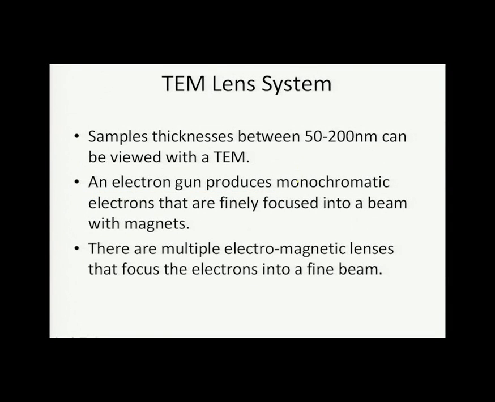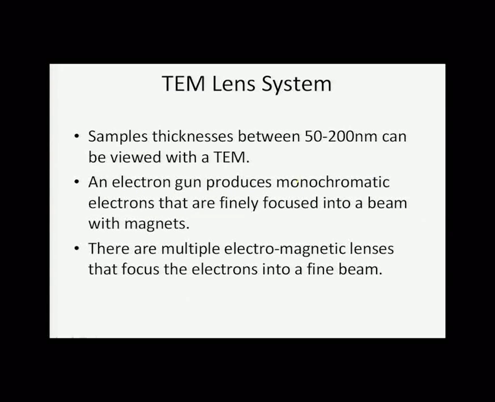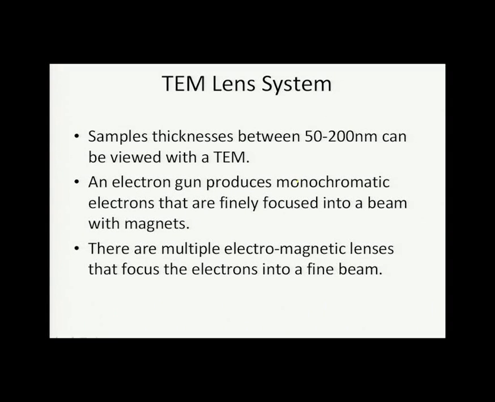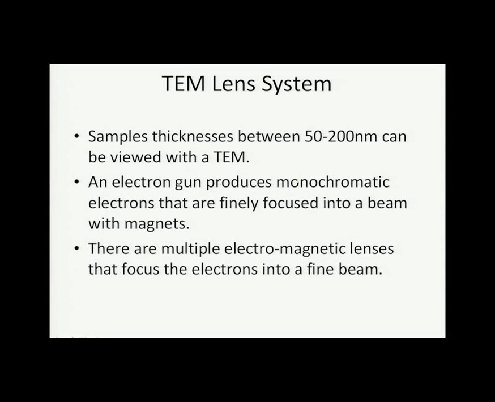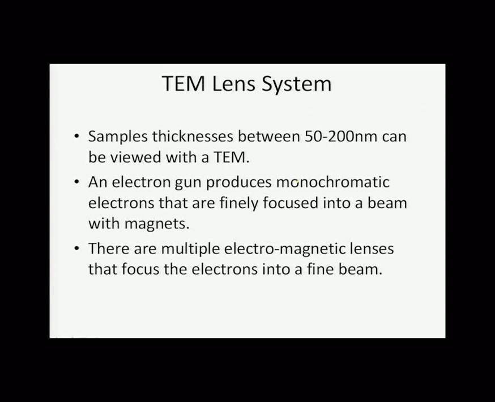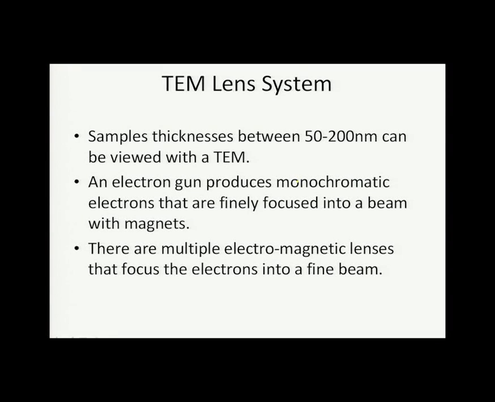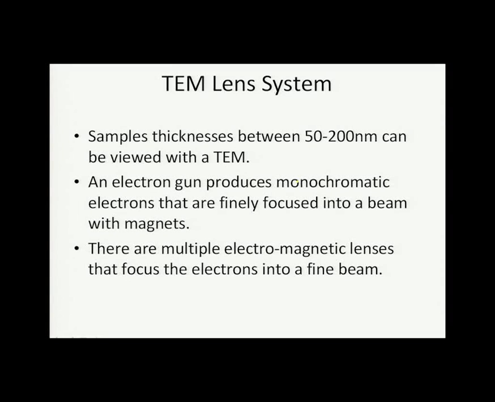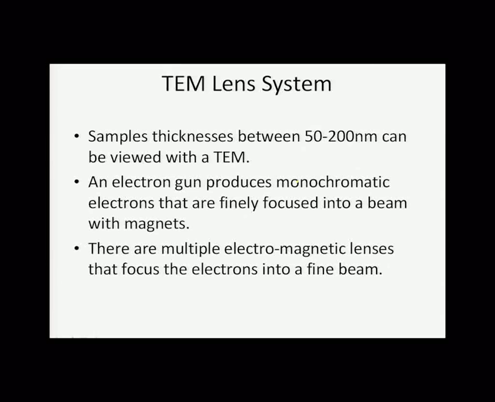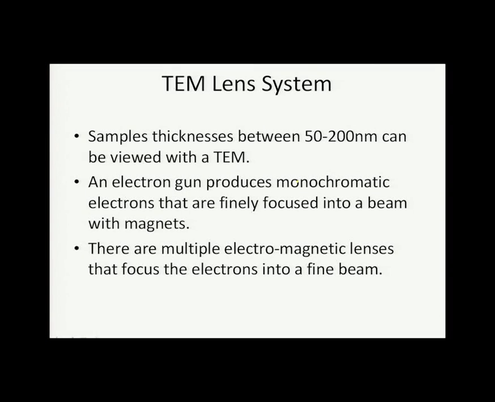Let's talk a little bit about the lens system. First of all, the sample thickness must be between 50 to 200 nanometers to be viewed by TEM. Otherwise, the beam simply won't penetrate the sample. An electron gun produces monochromatic electrons that are finely focused into a beam by the use of magnets or electromagnets. There are multiple electromagnetic lenses that focus the electrons into a fine beam.